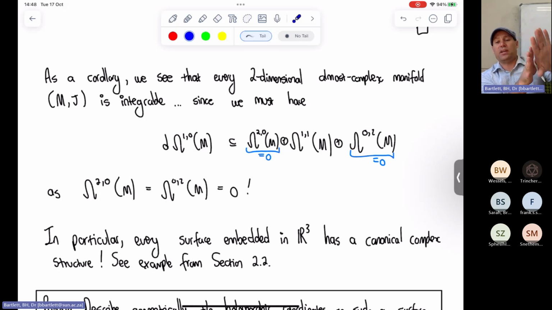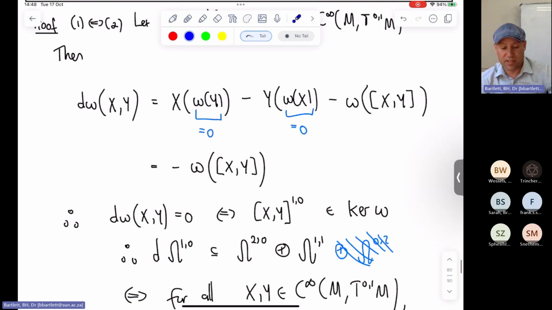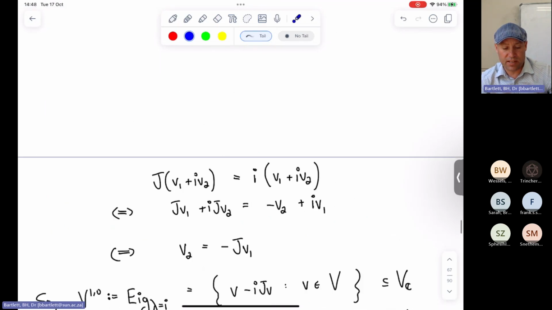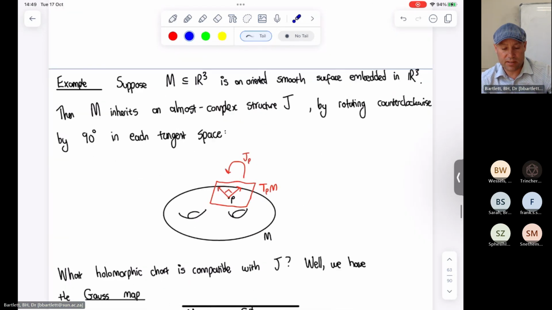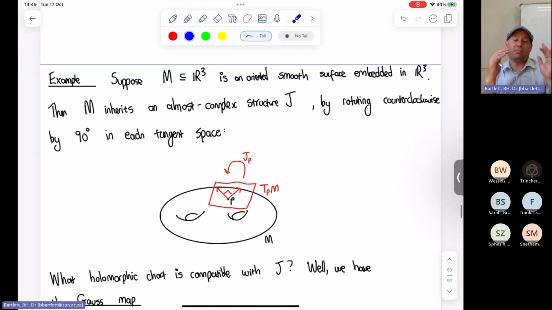Because on each tangent space, we can rotate counterclockwise by 90 degrees. Remember, that was an example we did in the second lecture, right? I started with this example. I said, suppose you've got a smooth oriented surface embedded in R3, then on each tangent space, you can rotate counterclockwise. You know what counterclockwise means because it's orientable, by 90 degrees. And obviously doing that twice is going to give you minus the identity.